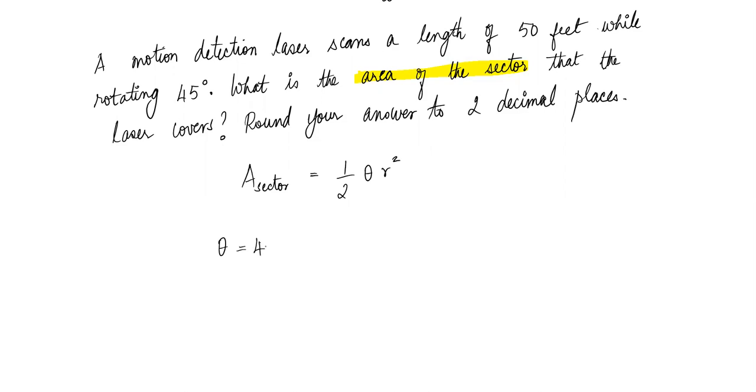Theta is given to be 45 degrees. It's rotating in degrees, so remember to convert this 45 degrees to radians. So it's 180 degrees, pi radians. Cancel off the degrees, reduce the numbers, and you get pi over 4. Well, we know 45 degrees is pi over 4, but we did it also mathematically.